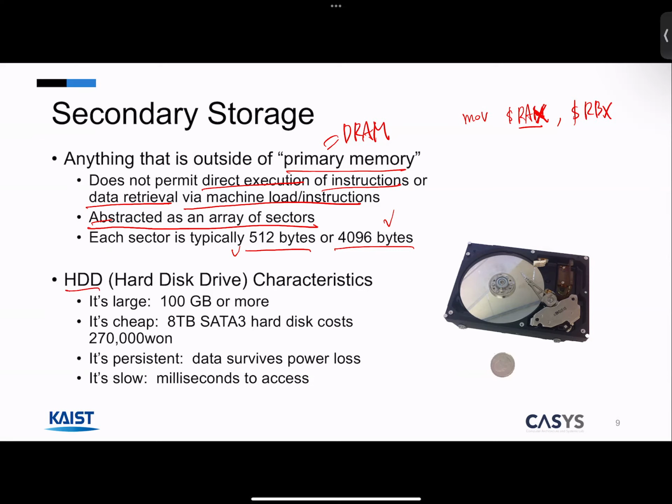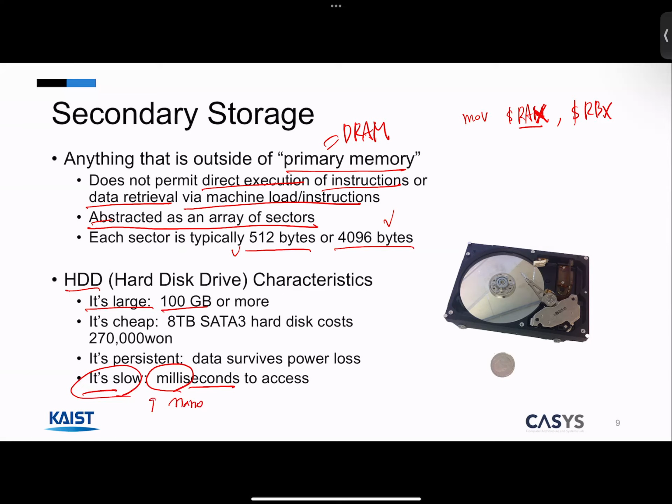The hard disk has this characteristic: the capacity is much larger compared to DRAM. Today hard disk capacity is like 2 terabytes, 4 terabytes, much larger than DRAM capacity, with lower cost. So it's cheap and large, but it's slow. To access one block, it takes milliseconds.